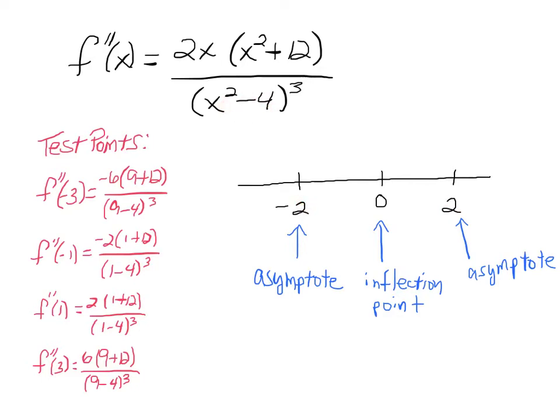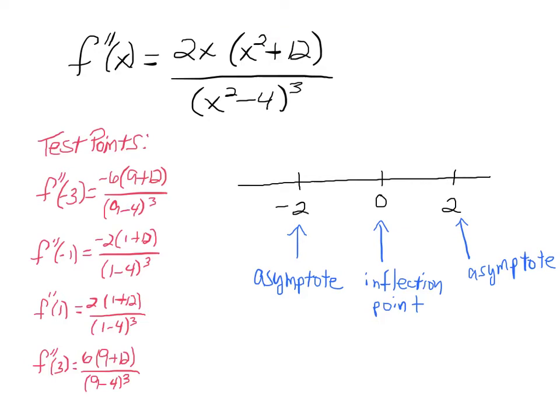And the other point is what's going to make the second derivative 0, and that's where 2x is 0, and that's at 0. This term is never 0, because x squared is always positive and 12 is always positive. So when I do my sign analysis, I'm essentially going to ignore this term because I know it's always going to be positive.